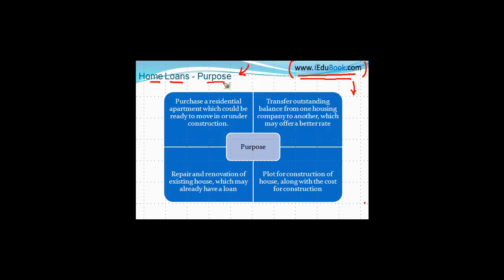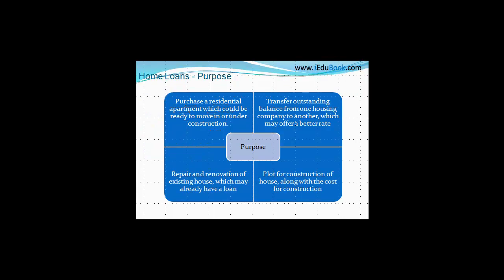Coming back to home loan purpose, a home loan is given for various purposes in India. The first one is purchase a residential apartment which could be ready to move in or under construction. So you can basically go and take a home loan. If there is an apartment which is ready, it's already constructed, you can go and take a home loan for that. Or even there are cases where the builders launch a project. Launch means they propose to build the project over a period of 3 to 5 years, right? And the bank gives you loan to buy these properties, right?